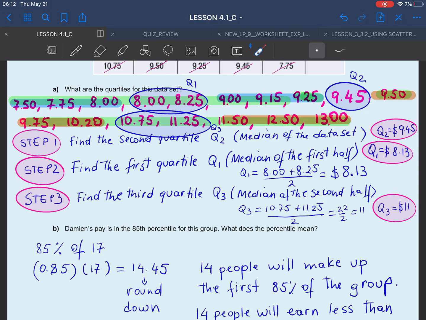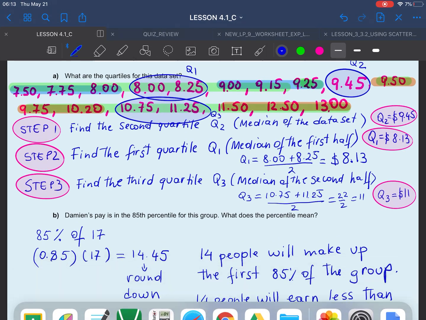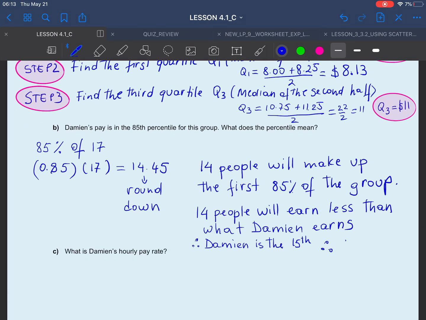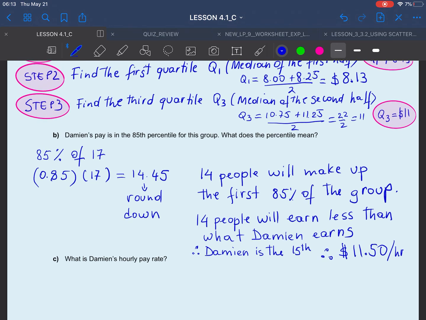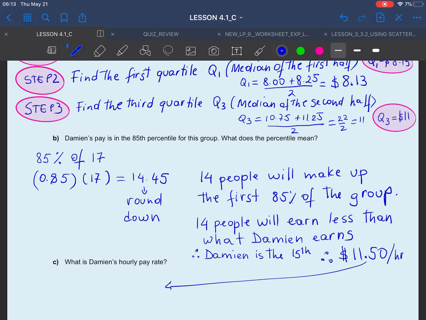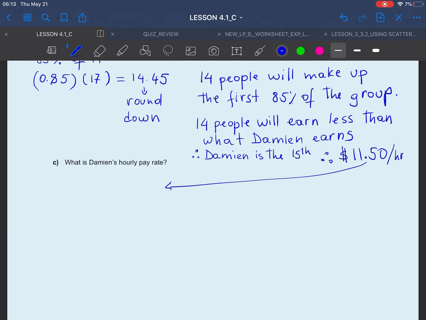So that means that, look at the list. We have 1, 2, 3, 4, 5, 6, 7, 8, 9, 10, 11, 12, 13, 14, 15. So it means that Damien makes $11.50 per hour. Oh, we just answered question C actually. So what is Damien's hourly pay rate? So that would be $11.50 per hour.